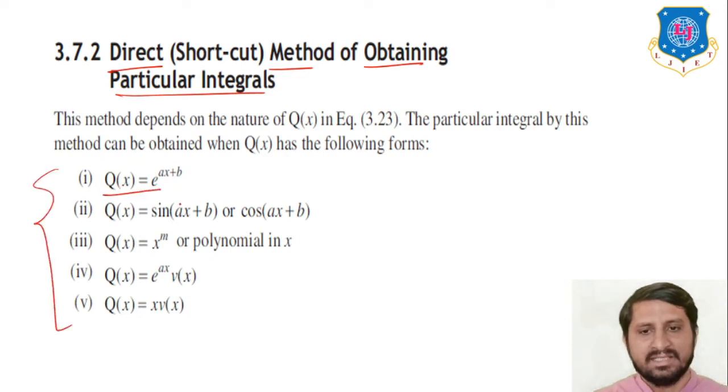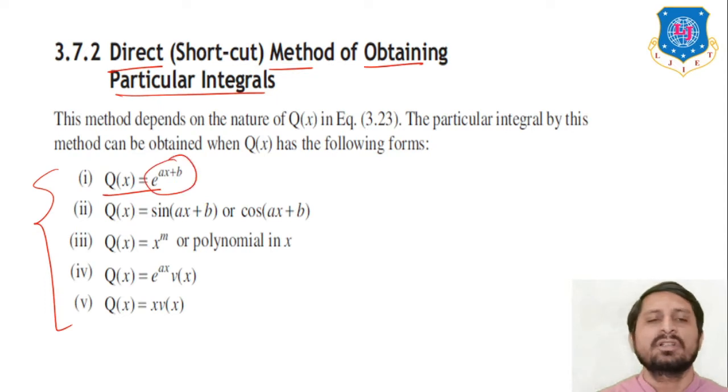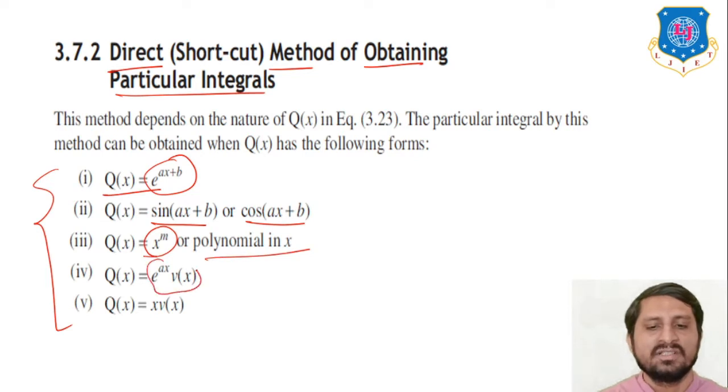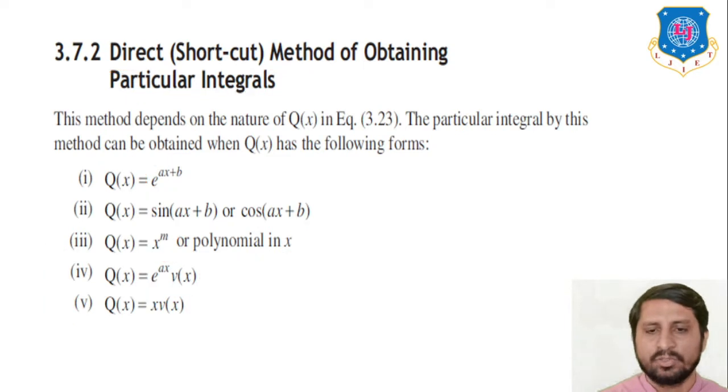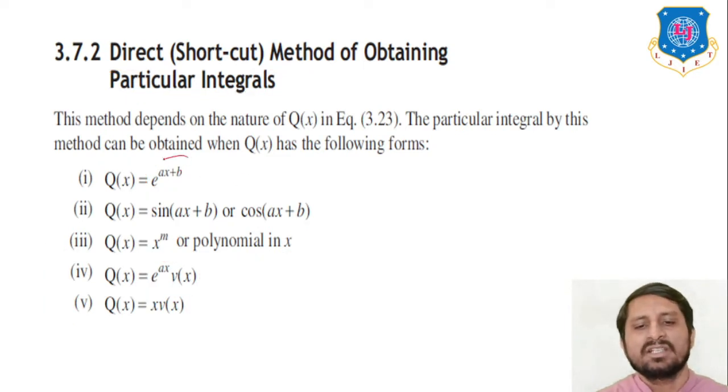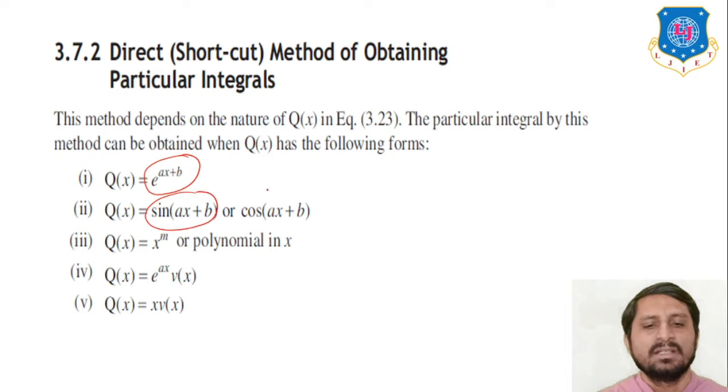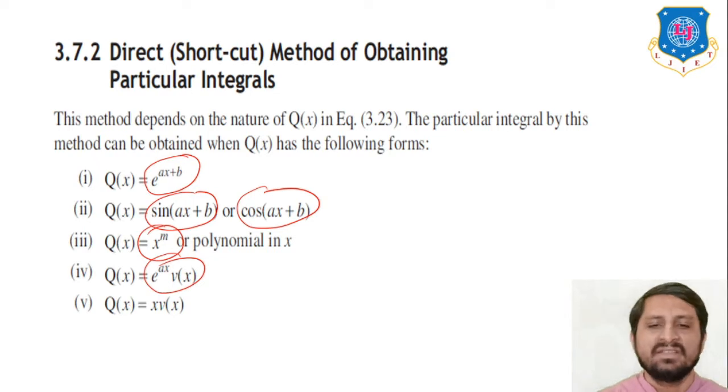Case 1 is e raised to ax plus b. Suppose your right side function is in this form, e raised to ax plus b. Suppose your function is sin(ax plus b) or cos(ax plus b). Suppose your function is a polynomial, x raised to m, or a polynomial in x. Suppose your function is e raised to x into V(x). And the last one is not so important; the first four cases are important, so right now you can ignore the last case. So: e raised to ax plus b, sin(ax plus b), cos(ax plus b), x raised to m, and e raised to x into V(x), where V is any function of x.